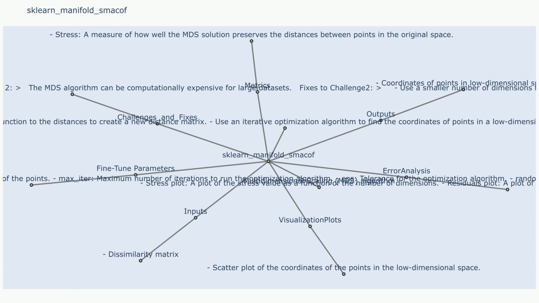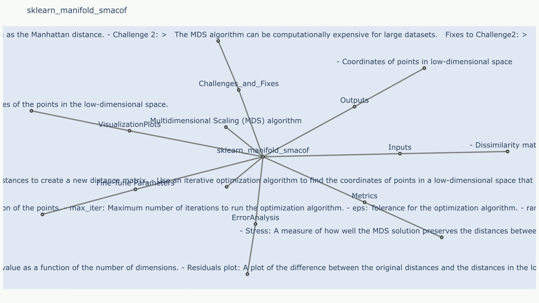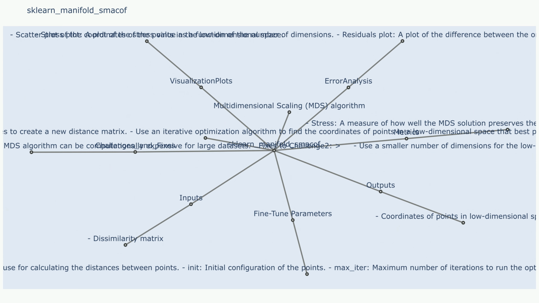Challenge 2. Long runtime for large datasets. Sample use case that resulted in challenge 2. When processing a very large dataset, the algorithm can take a long time to run. Fixes to challenge 2. You can consider using a dimensionality reduction technique, e.g. PCA, to reduce the dimensionality of the data before applying SMACOF.